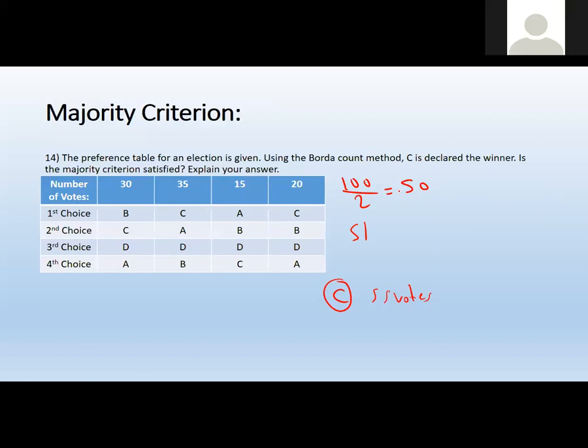So is the majority criterion satisfied? Yes. What that says is if any candidate wins by majority, they should win by any other method. So C won by majority, and then C won by Borda count. So the majority criterion is satisfied. So does anybody have any questions on this problem? Okay.